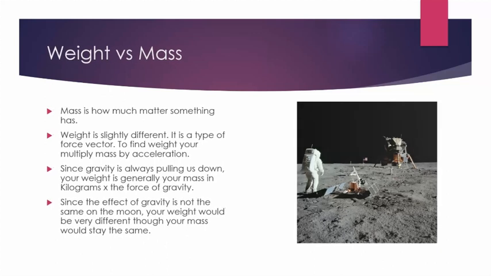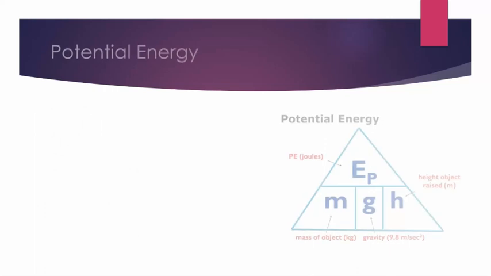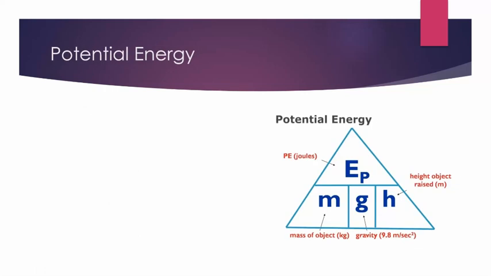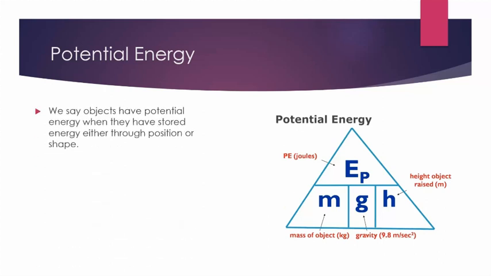So potential energy, as you can see here, is equal to the mass times gravity times the height for an object that is placed up high. So we basically say that an object has potential energy when it stores it through either its position, in which case we would use this equation here, or its shape.